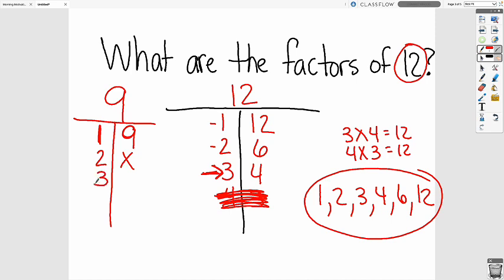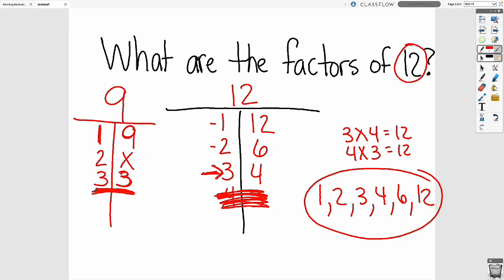So then I go to 3, and I'm going to ask, is there 3 times anything that equals 9? And I know that 3 times 3 equals 9. Now in this case, we have the same number. So anytime you have the factor that appears on the left and the right side of your T-chart and they are the same, that lets us know that we are finished.